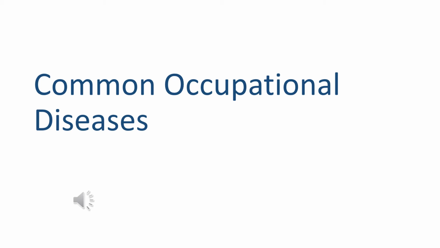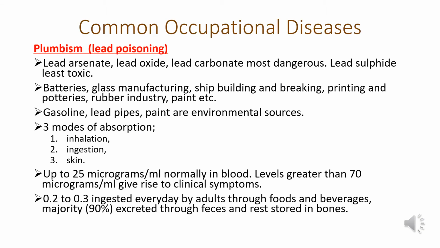So in this session we shall talk about some of the common occupational diseases. Plumbism or lead poisoning, as is apparent from its name, is poisoning due to lead, and it is one of the common occupational diseases. Lead arsenate, lead oxide, lead carbonate are some of the lead compounds which are most dangerous and can result in plumbism.